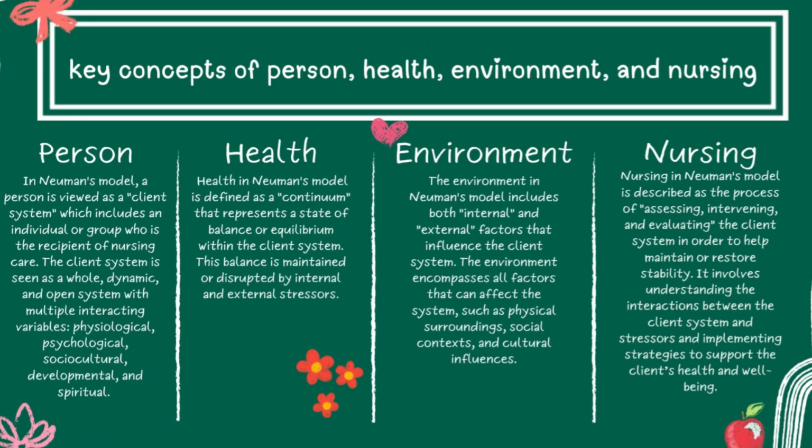Next, we'll discuss how Neuman's model defines person, health, environment, and nursing. Person: in Neuman's model, a person is viewed as a client system consisting of physiological, psychological, sociocultural, developmental, and spiritual factors. It represents an individual or group as a whole, dynamic entity. Whilst health is defined as a continuum of balance within a client system. Health can either be maintained or disrupted by internal or external stressors.